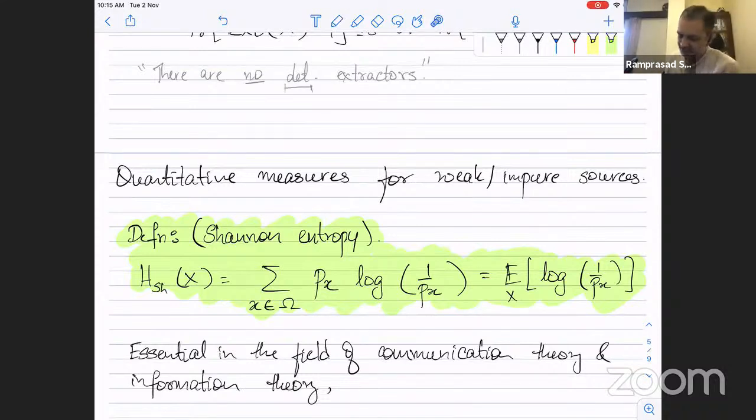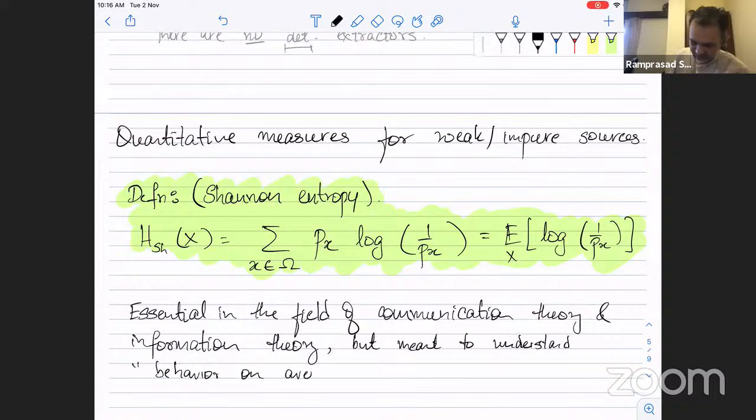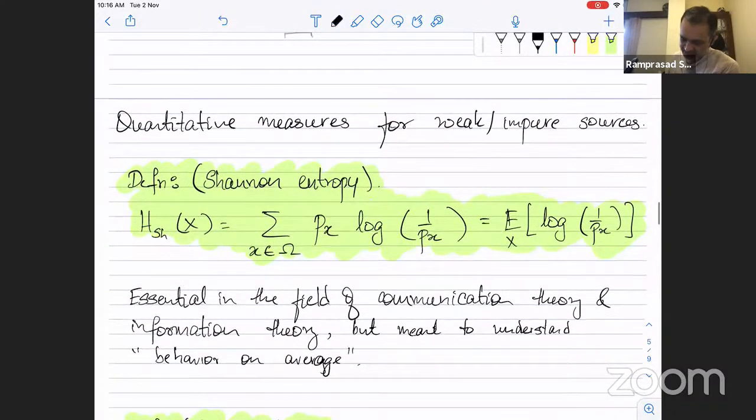Definition-wise, it's basically the expectation of log 1 over the probability, where the expectation is over x. If you expand it out, this is what you end up with. At the moment, it just feels like some weird expression, but it's quite fundamental. As I mentioned earlier, this is great, but it was meant to understand behavior on average. So there's a lot of asymptotics involved here.